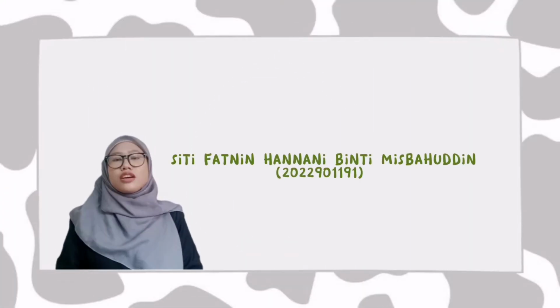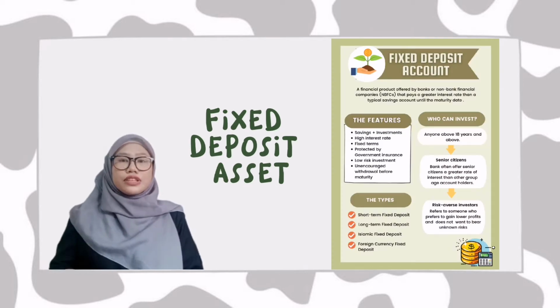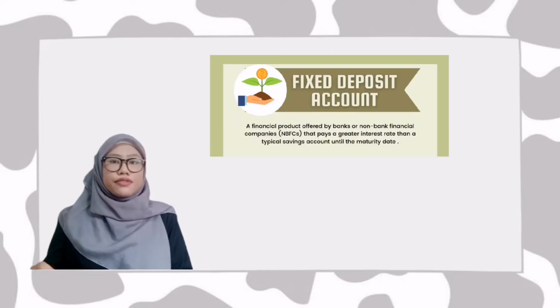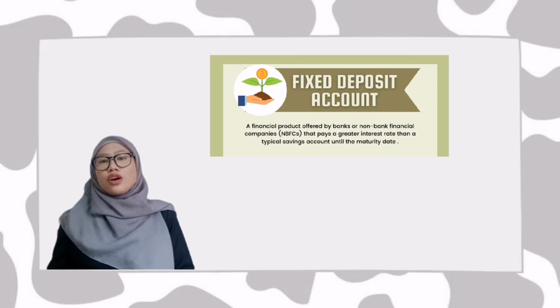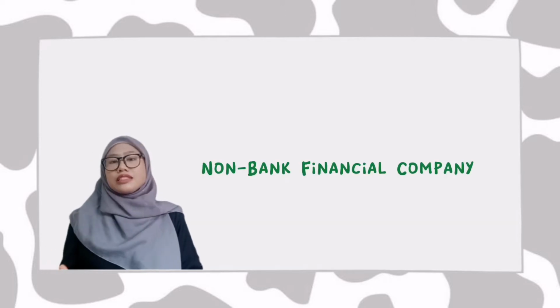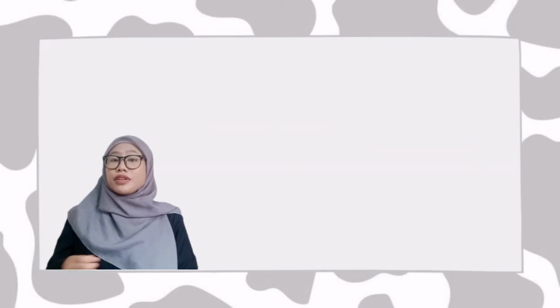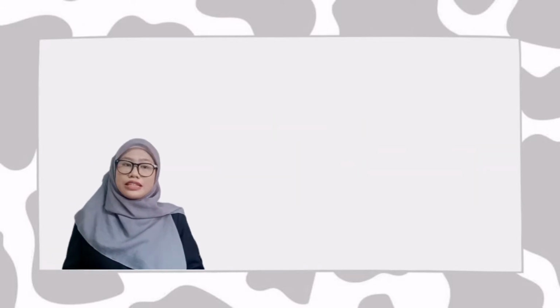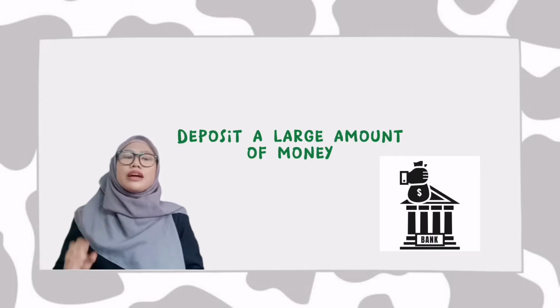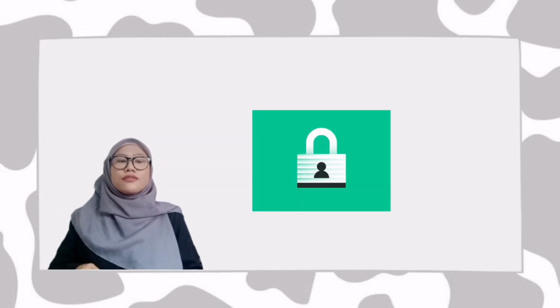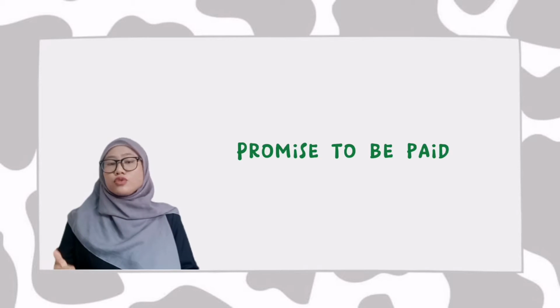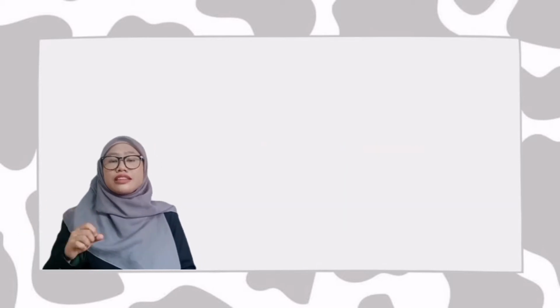Start the introduction of fixed deposit asset. Fixed deposit asset, or we call it FD, refers to the financial product offered by banks or non-bank financial companies that pays a greater interest rate than a typical savings account until the maturity date. This means we deposit a large amount of money into the account and lock it for a certain period, with a promise to be paid interest at the return earned during its end term.